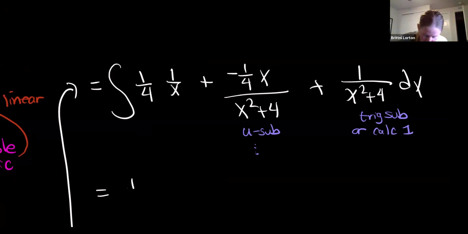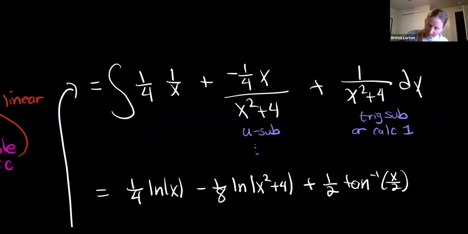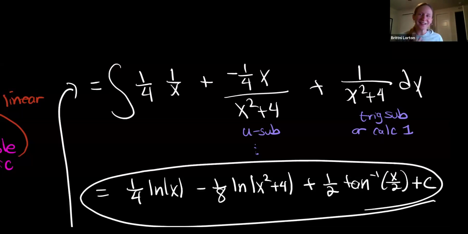All right, but either way, then the answer is 1/4 ln of x. After I did a U sub, if you're willing to trust me, but make sure you pause and do it on your own to make sure you get the same answer. I got 1/8 ln of x squared plus 4. And then after I did the trig sub, I got 1/2 arc tangent of x over 2 plus c. Ta-da!